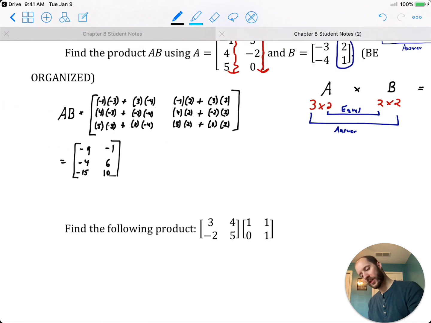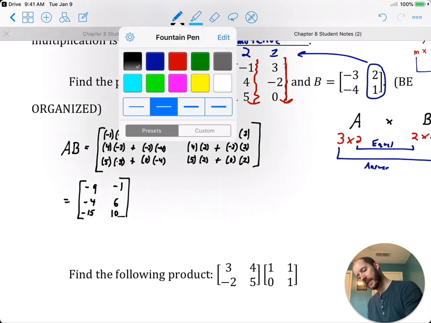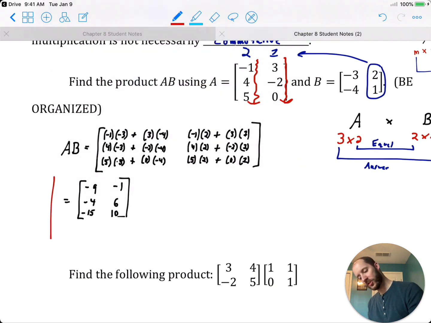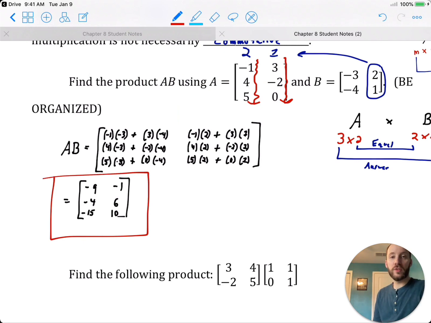And we see our result is a 3 by 2 matrix. Go ahead, do the rest of the examples, check your work with my complete notes online.